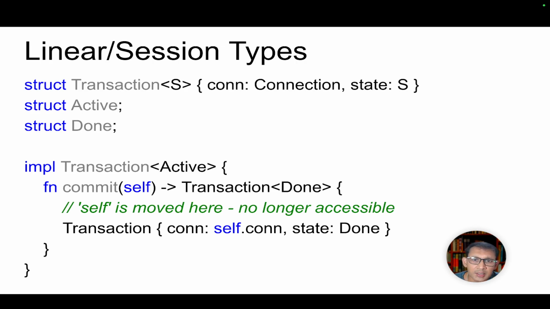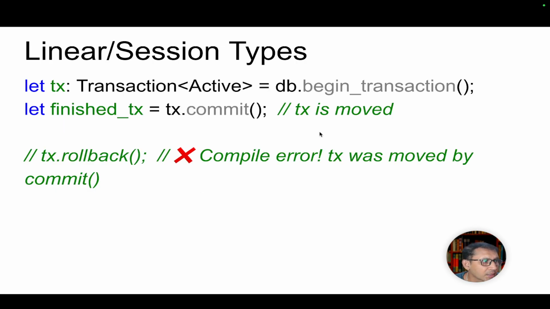Session types extend linear types to model communication protocols. Instead of tracking resource consumption, they track the valid message exchange patterns in concurrent systems. A session type might specify that after sending a request message, you must receive either a success or error response before sending another request. The type system ensures that both sides of the communication channel follow the protocol correctly.